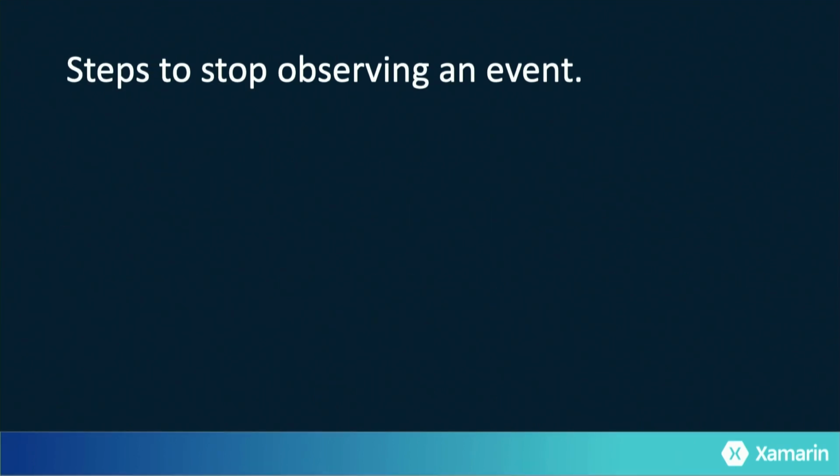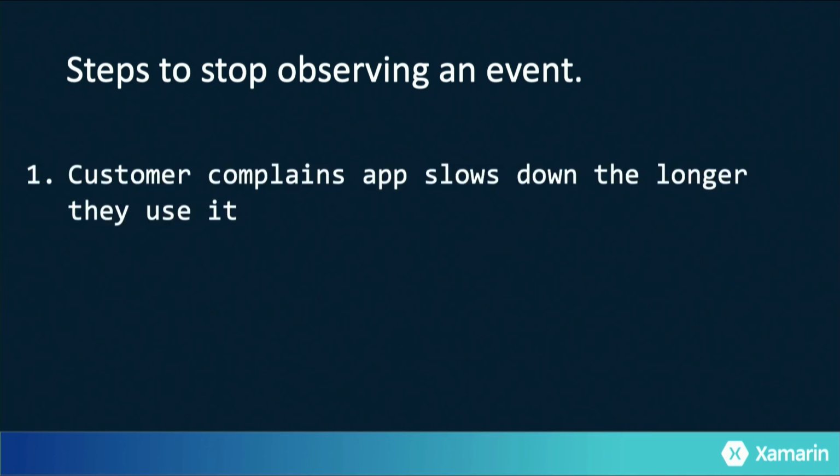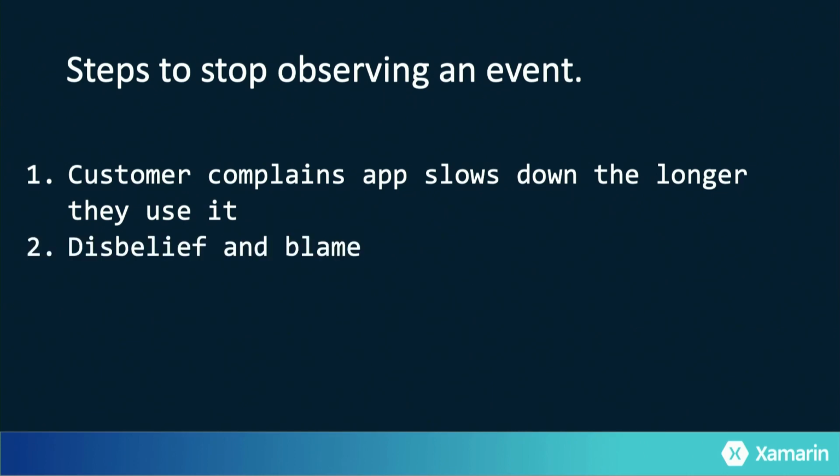So, all right, steps to stop observing an event. How do you stop observing an event? We've all unobserved from events, right? Like we've all said, hey, I no longer care about when this thing happens. Usually the process of figuring out how to unsubscribe from events starts with the customer complaining that your app is slow, right? The customer files an issue and says, hey, my app slows down after using it. What's going wrong? The more I'm using it, it's not working. So first, you don't believe them.